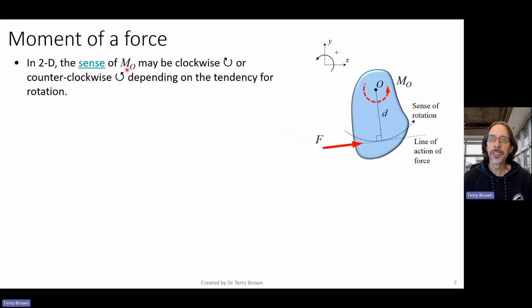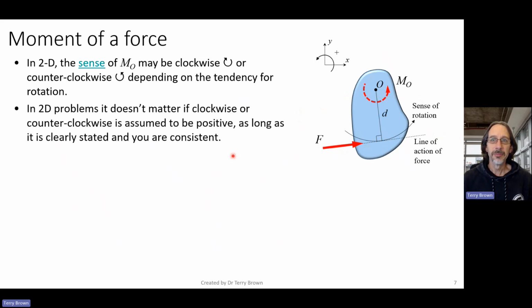In general, in your 2D problems, the sense of a moment could be clockwise or anti-clockwise, depending on the tendency for rotation. So if we had this force directed in the opposite sense, towards the left, then the moment would be clockwise about point O. In 2D problems, it doesn't matter whether you assume clockwise or anti-clockwise as positive, as long as it's clearly stated and you're consistent. And you'll see in other YouTube videos and so on that people assume clockwise as positive.